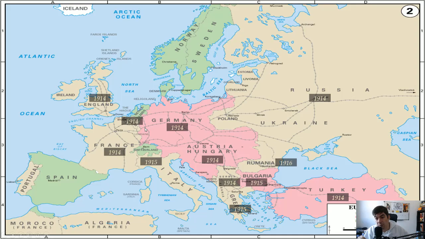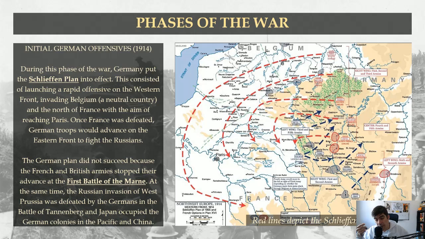So first, well, this war has several phases. The first one are the initial German offensives of 1914. Germany, in this phase, put the Schlieffen plan into effect. Schlieffen was a German general who had this idea of a German invasion of France.